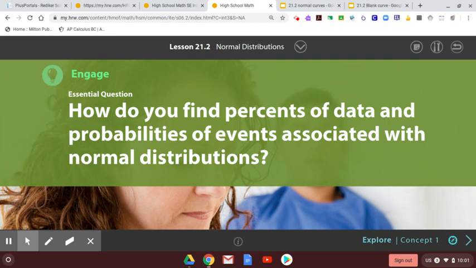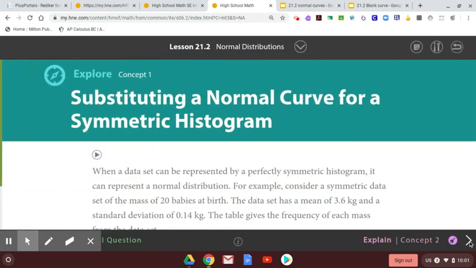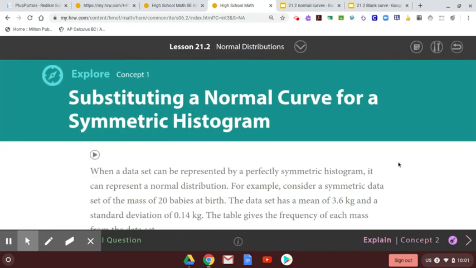It's the shape that is symmetric. So we talked about the shape of distributions in the last lesson. We looked at skewed or symmetric. The symmetric is the normal distribution. Okay, so when do we actually use that? All right, so here you could substitute a normal curve for a symmetric histogram.